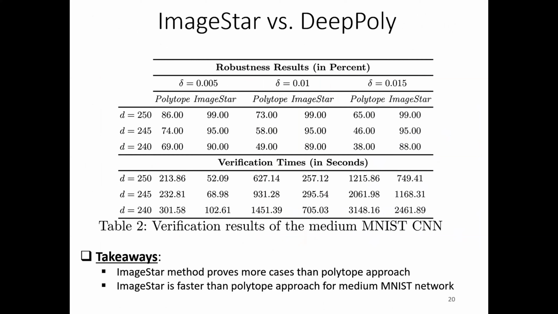This table shows you the comparison between the image star method and the DeepPoly method on the medium MNIST networks. From this table, you can see that the image star approach proves many more cases than the polytope approach, especially when delta is large, which gives a larger input set, and d is small, which gives more pixels per attack. We can also see that the image star is faster than DeepPoly in the verification of the medium network.